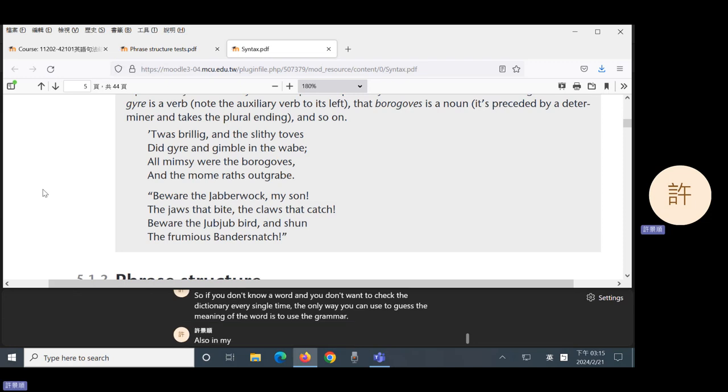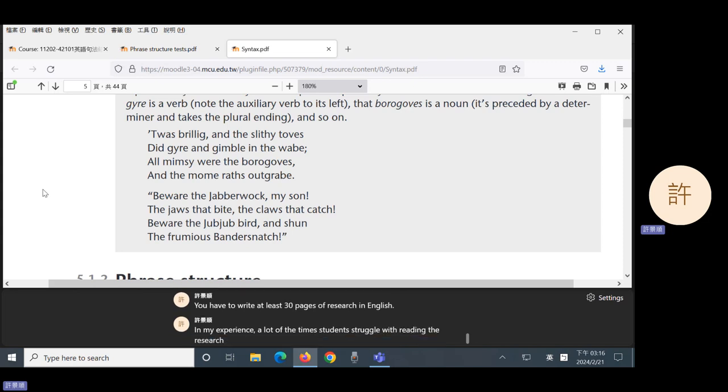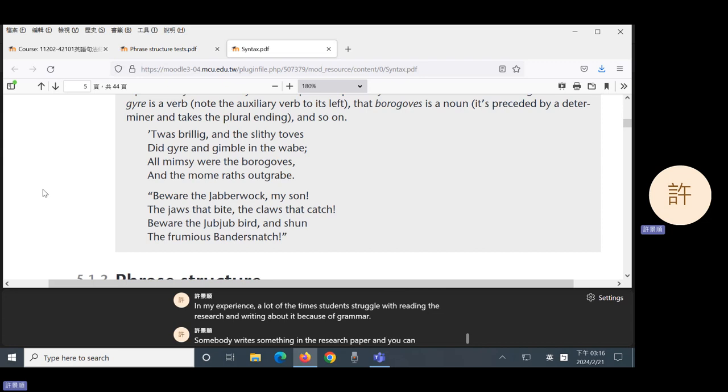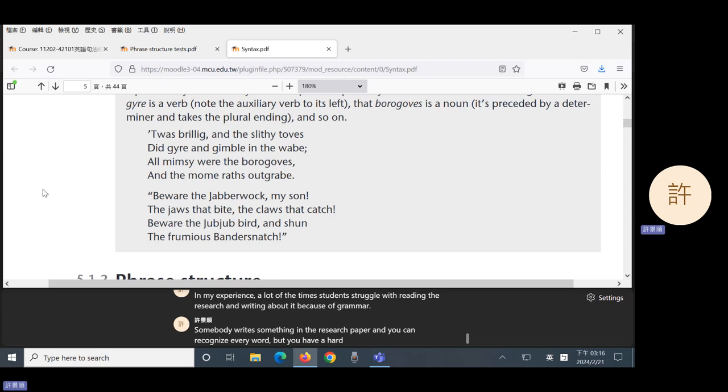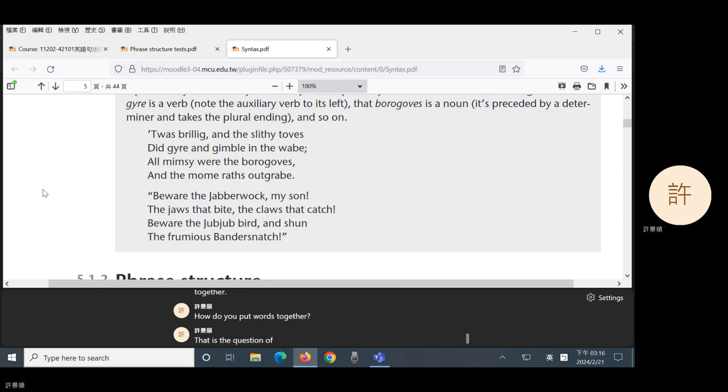Also in my experience advising graduation theses, 毕业论文, all of you have to write one before you graduate. You have to write at least 30 pages of research in English. In my experience, a lot of the time students struggle with reading the research and writing about it because of grammar. Somebody writes something in a research paper and you can recognize every word, but you have a hard time putting the words together. How do you put words together? That is the question of grammar.